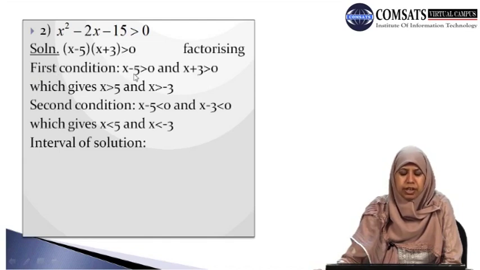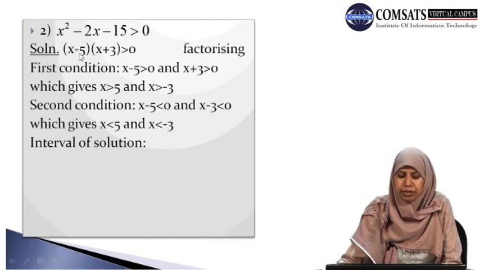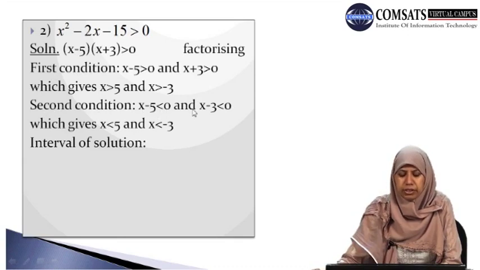The first factor x minus 5 is positive and the second factor x plus 3 is positive, which further gives us that x is greater than 5 and x is greater than minus 3. So here we have a product of two terms positive. So either both the factors are positive or both the factors are negative, which gives us our second condition, that factor x minus 5 is negative and the factor x plus 3 is negative. After simplification, we obtain that x is less than 5 and x is less than minus 3.